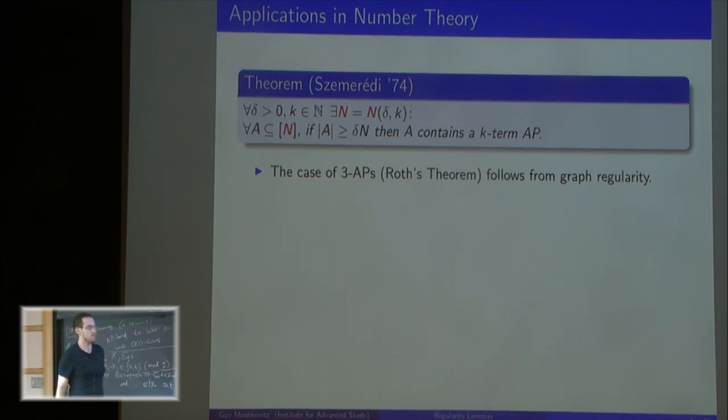It was proved using number theoretic arguments, Fourier theoretic arguments, but in fact it is true for more fundamental reasons. It's true for combinatorial reasons, and it follows from the graph regularity lemma.